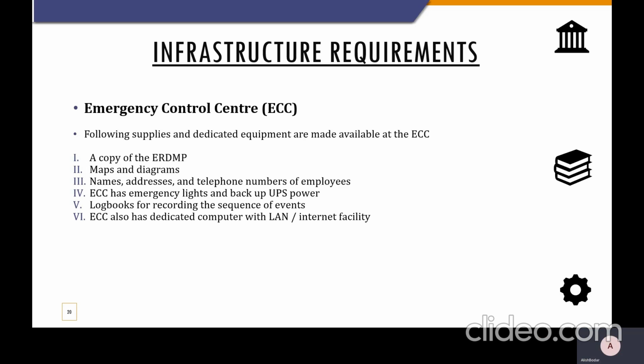A copy of the ERDMP is made available. Maps and diagrams showing buildings, roads, process lines, drainage trenches, and utilities such as air and nitrogen. Maps showing the site surrounding area. Names, addresses, and telephone numbers of employees displayed. An updated list of names, addresses, and telephone numbers of offsite groups. Dedicated and reliable communication equipment. Logbooks for recording the sequence of events as they occur, provided to assist in investigating causes and also preparing the reports.